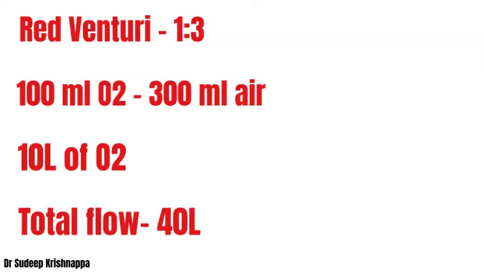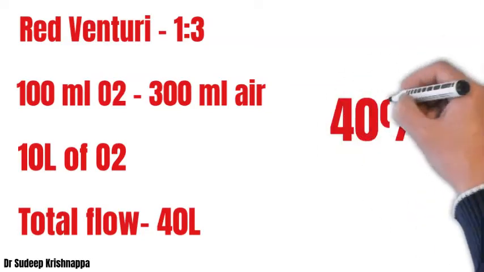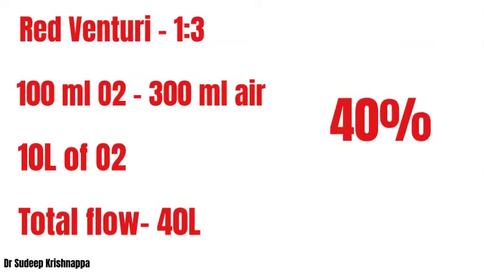So 100 ml of oxygen, plus 300 ml of air having 60 ml of oxygen. Totally, when we add them up, we will have about 160 ml of oxygen in 400 ml of total volume. That would translate to an FiO2 of around 40%.